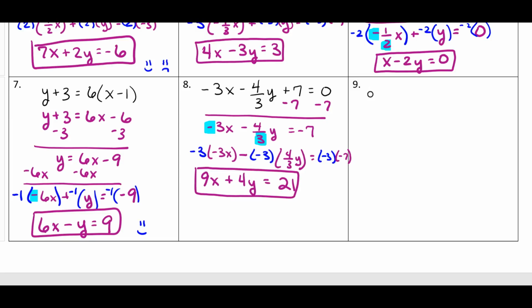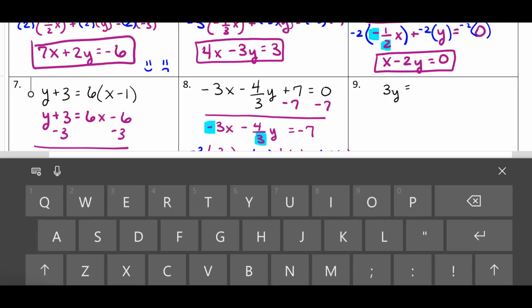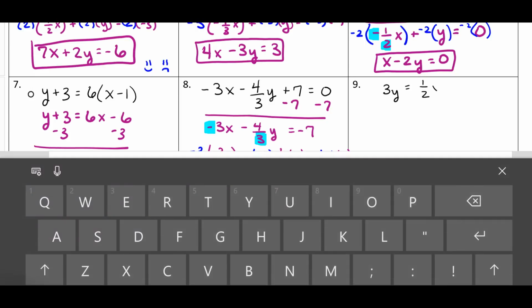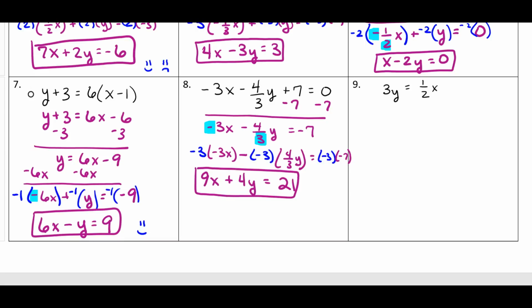Okay, so last one, number 9. We're going to have 3y equals 1/2 x minus 2/3 plus y. So again, this is not any form we've really worked with, but we're going to start by getting the terms where they need to be.